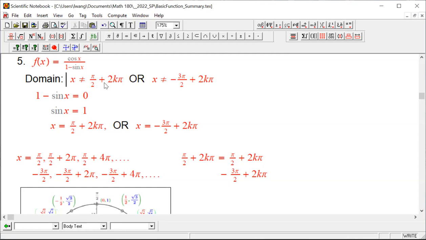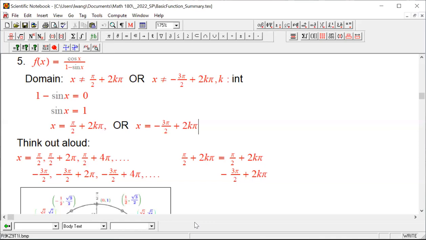Pi over 2 plus multiples of 2 pi, or negative pi over 2, or 3 pi over 2 plus multiples of 2 pi, and k is any integer. So determining the domain, you can see it utilizes some familiar techniques. So here, I'm going to put it as think out aloud. That's what you do on the scratch paper.